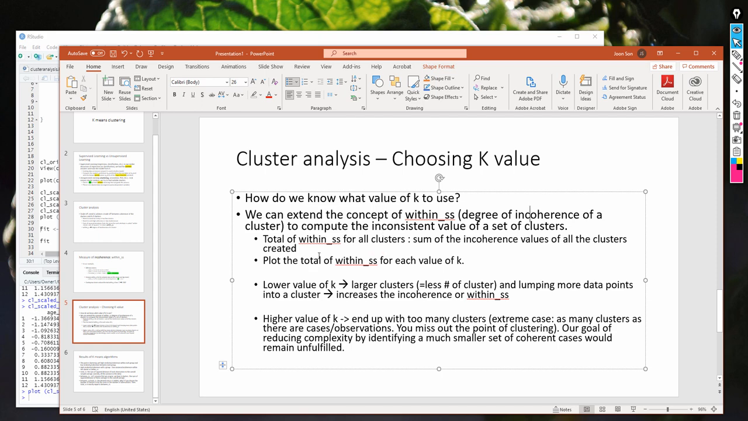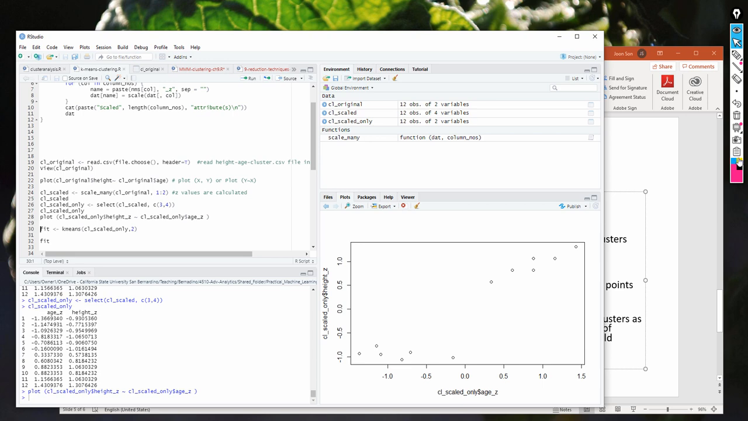So basically, we can calculate the sum of the incoherence values of all the clusters. That's the value of the total within SS. And then we can plot this total within SS for each value of k. So in this example, let's say we have two clusters, I mean, in this case, when k is equal to 2, because we have two clusters.